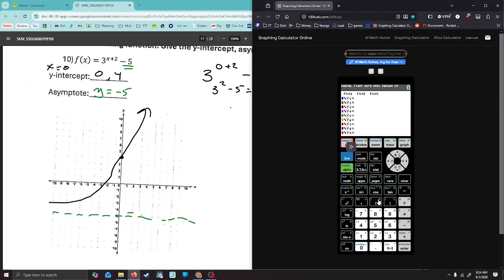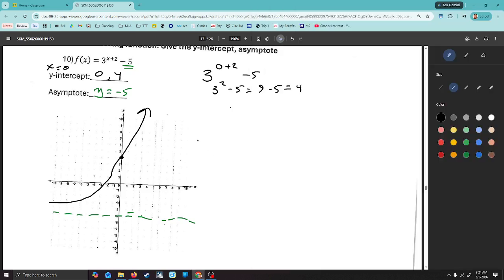Now, just to show you in the calculator, you can do the same thing. I'm going to click y equals. I'm going to type it in. So 3 to the power of x plus 2, go to the right, minus 5. Graph that. You can see this is like negative 5, kind of flat. Then it gets closer, hits (0, 4), and then shoots up.